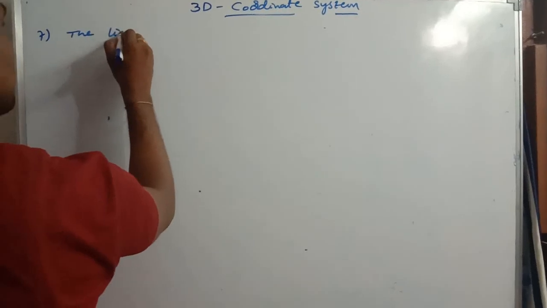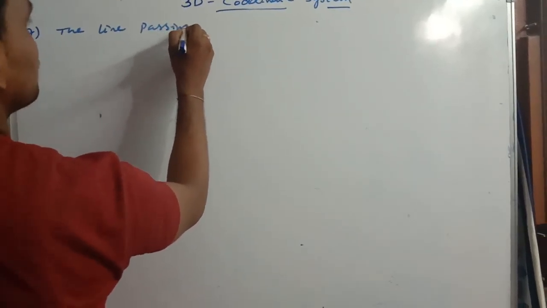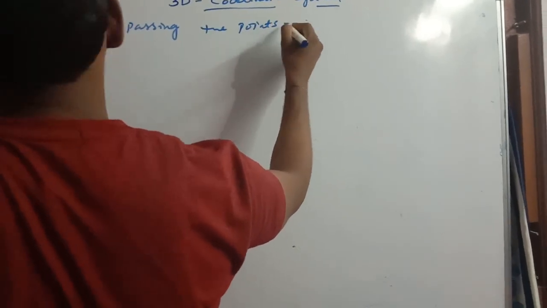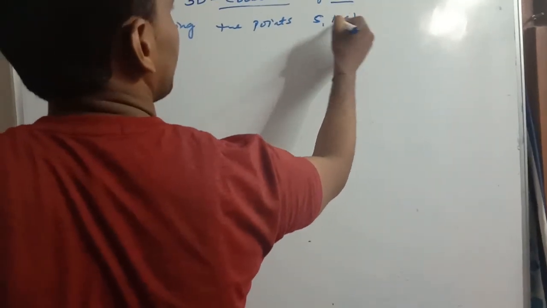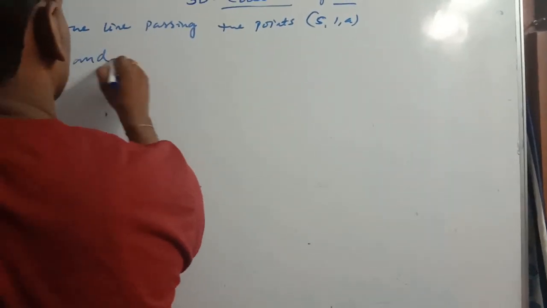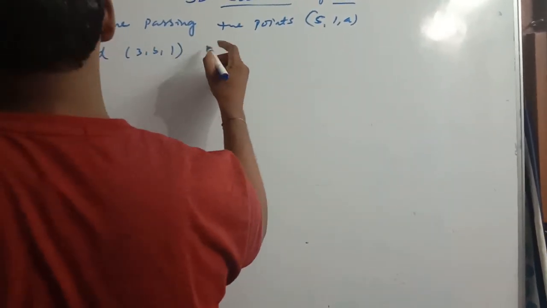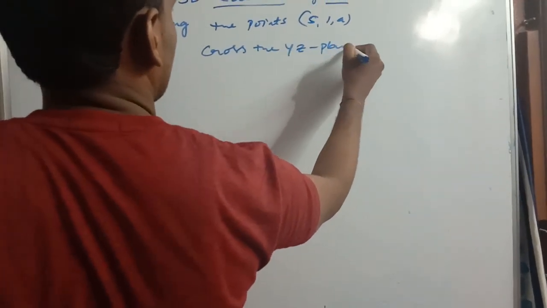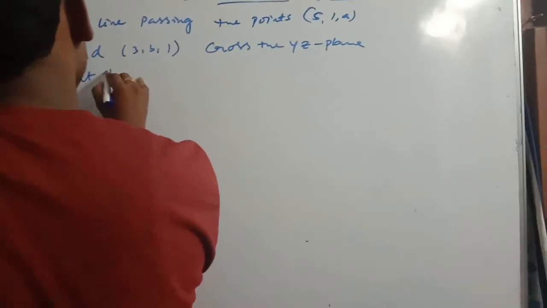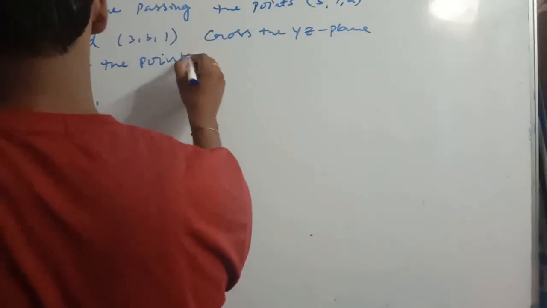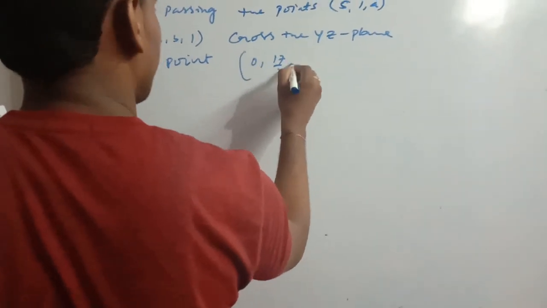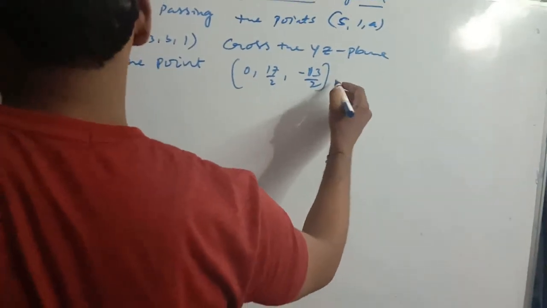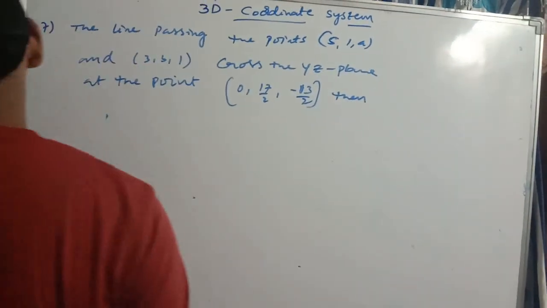The line passing through the points 5, 1, A and 3, B, 1 crosses the YZ plane at the point 0, 17 by 2, minus 13 by 2. Then find the A value and B value.